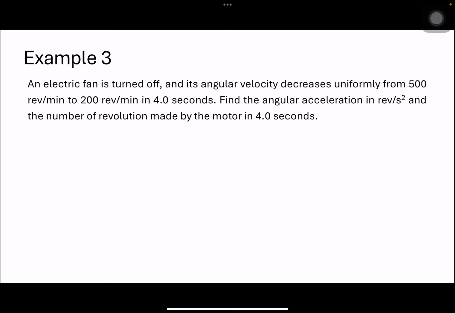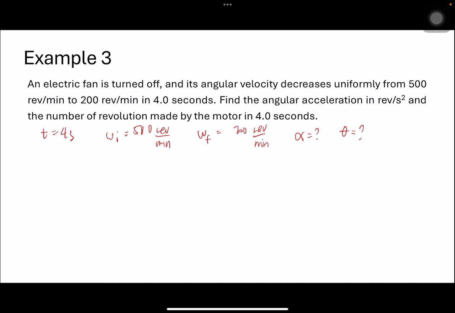So we just write down the given: 4 seconds. Your initial angular velocity is 500 revolutions per minute, then down to the final angular velocity of 200 revolutions per minute. You were asked for the angular acceleration and the number of revolutions, so your angular displacement.